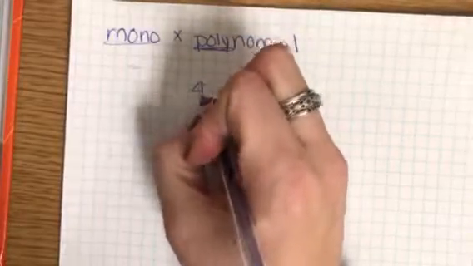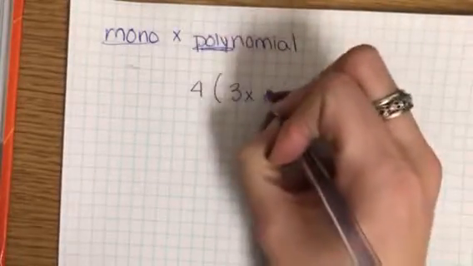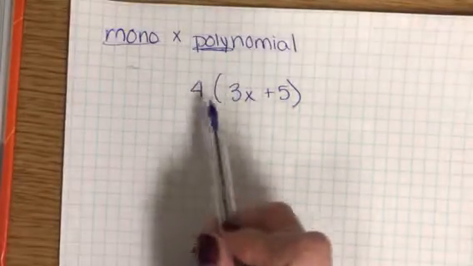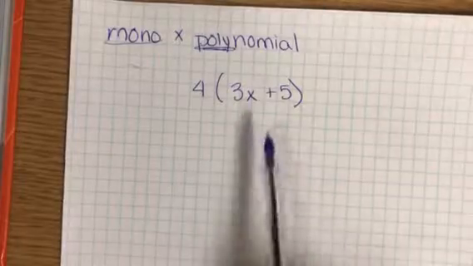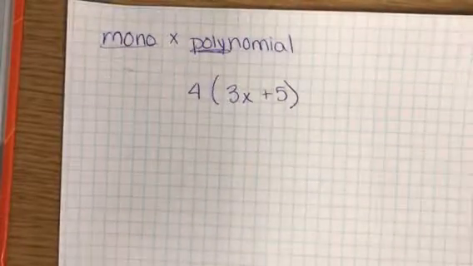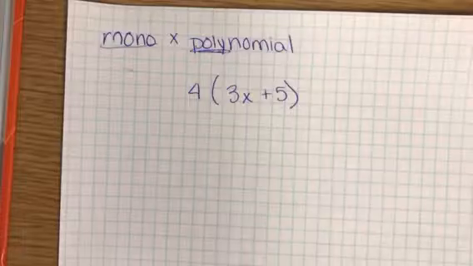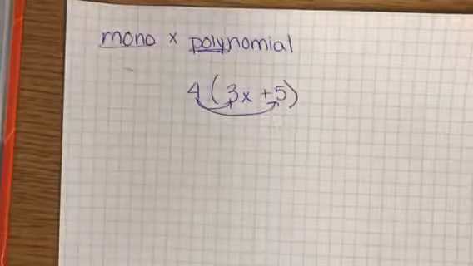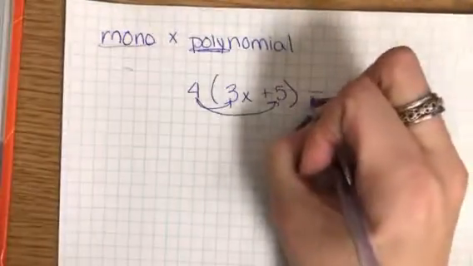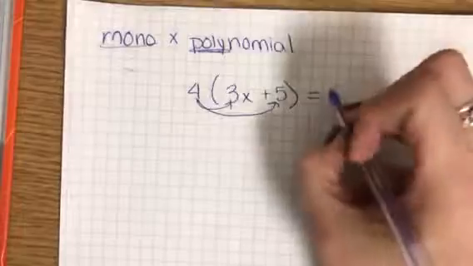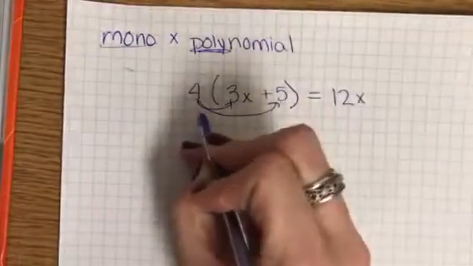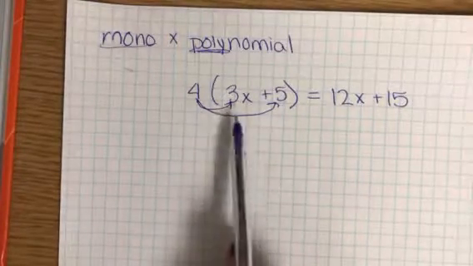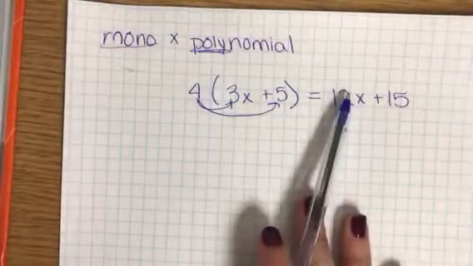Because if we take something like 4 times 3x plus 5, we really have one term, a monomial, it just so happens it's a constant, times a binomial. And most of us, when we look at this, will just think, oh, well, that's the distributive property. And that's exactly what's happening here. We're going to take that 4 and pass it out to each piece with multiplication. So 4 times 3x will give us 12x, and 4 times 5 will give us 15. So to simplify 4 times 3x plus 5, we'll get 12x plus 15.